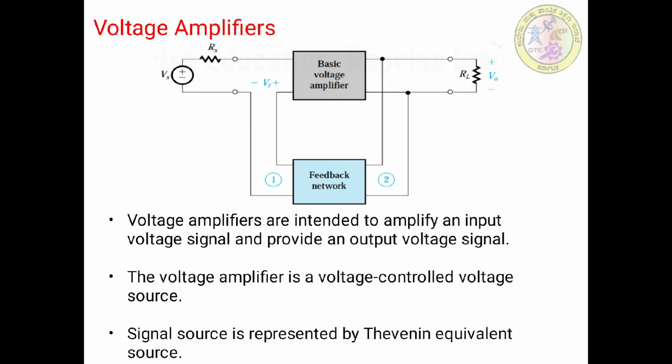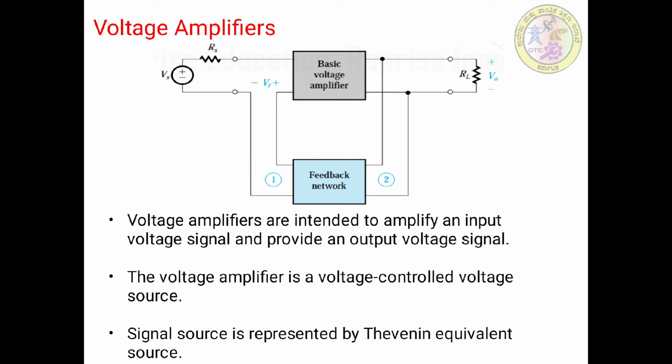So now to begin with, let us take the voltage amplifier topology. In this, Vs represents the voltage source, Rs is its series resistance, and here we have a basic voltage amplifier, the output of which is connected to the load resistor RL, across which V0 is measured. And now here we have a feedback network to feed back part of the output voltage to the input.